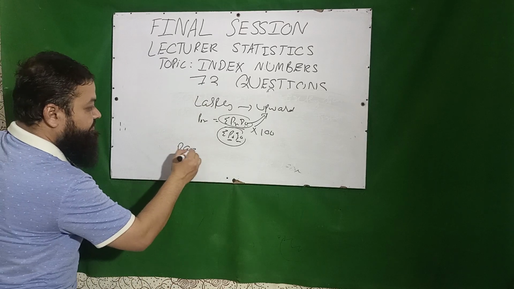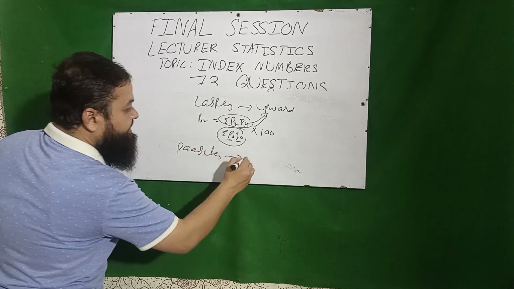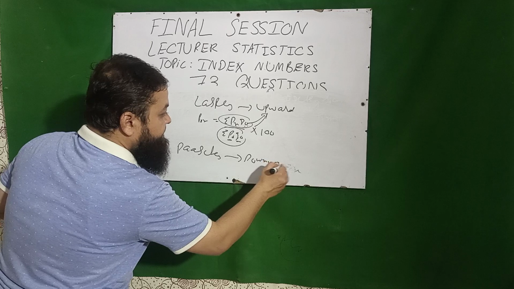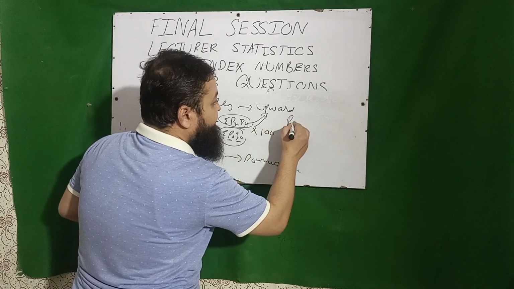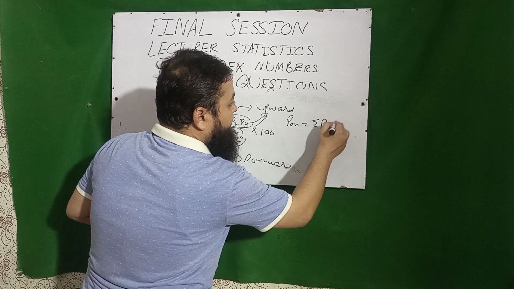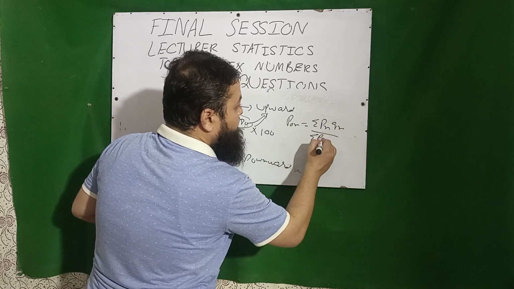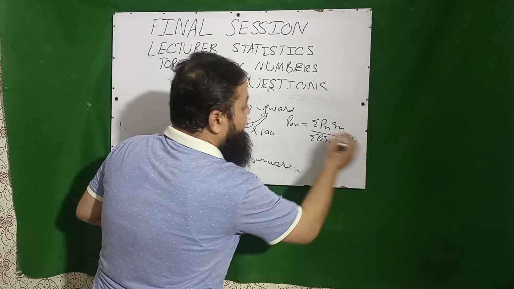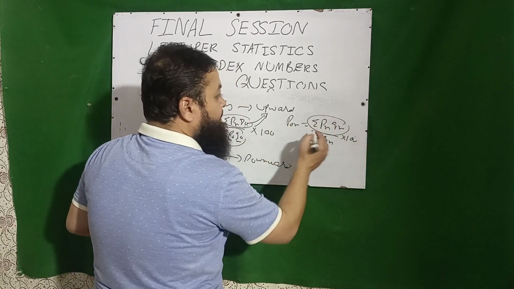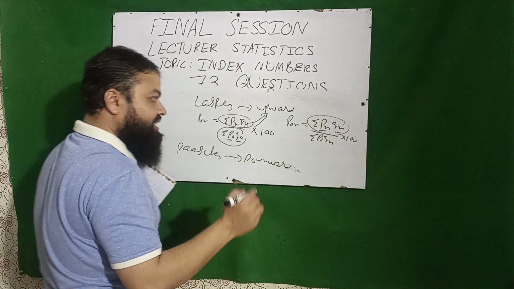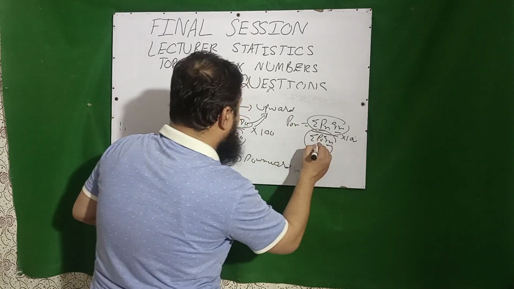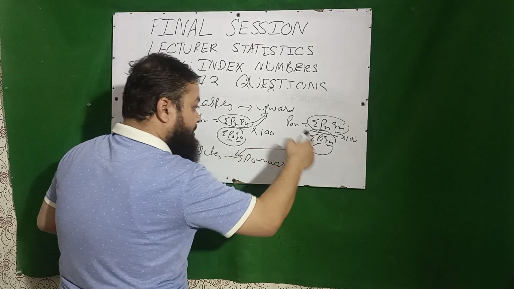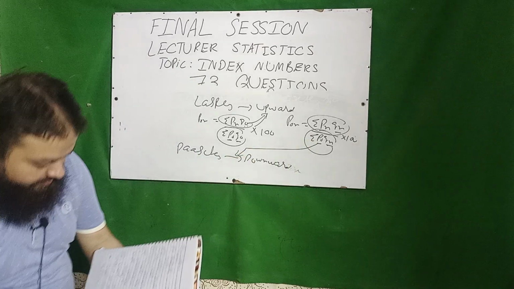And Paasche has downward bias. And the interview question is very important: why does Paasche have downward bias? Actually, Paasche index number is summation Pn Qn over summation P naught Qn multiplied by 100. It controls the numerator. Multiplying new price with new quantity, it's okay, but in the denominator we are multiplying old price with new quantity, that creates downward bias because of the denominator.